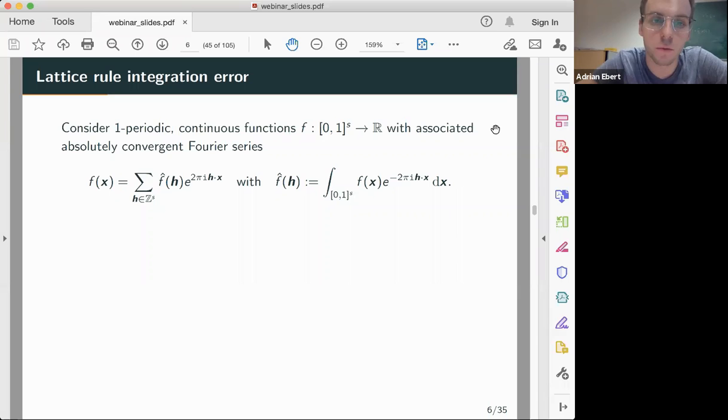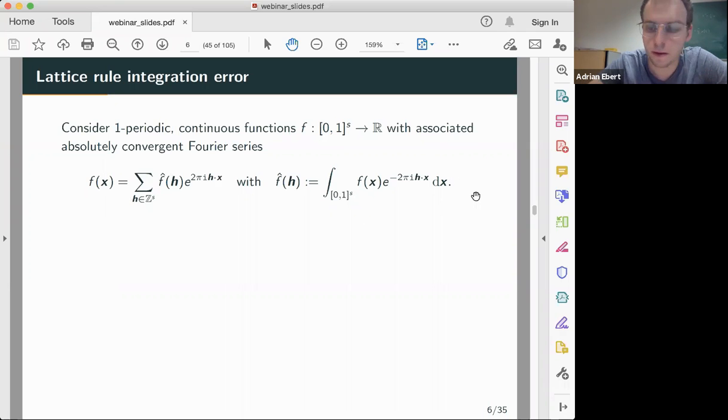Okay, so what is still open to choose is the function space that we consider, which already appeared in the definition of the worst case error. It is quite commonly known that lattice rules work particularly well with periodic functions. And that's why we will consider those classes of functions here. So in particular, we consider one-periodic continuous functions f that can be represented in terms of an absolutely convergent Fourier series in this way here. So f of x is given by this Fourier series where the Fourier coefficients f hat of h are defined like this.